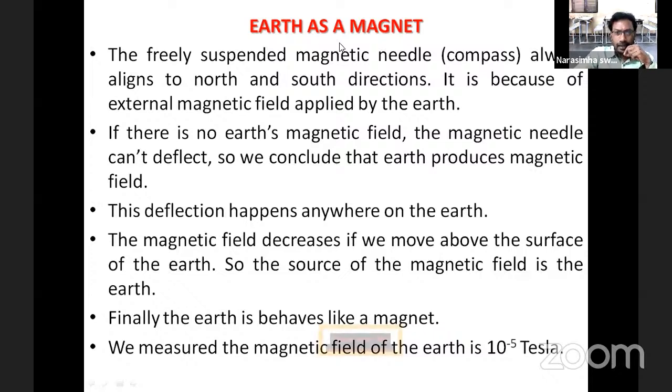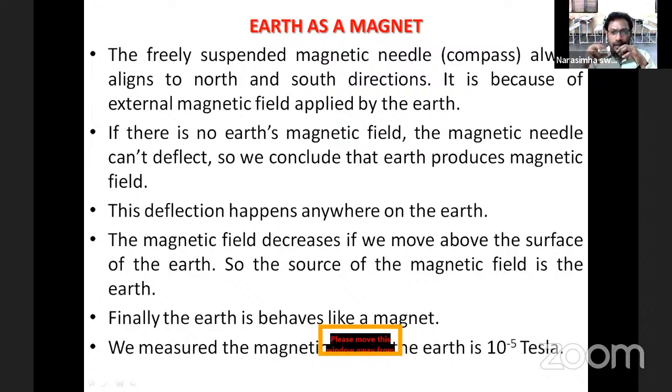See here, what is the title? Earth as a magnet. Now we are going to prove that Earth behaves as a magnet. So how can we say that Earth behaves as a magnet? Here is a small tool that we are using, the magnetic needle, that is the magnetic compass. The compass needle always shows the north and south directions. Imagine if there is no Earth's magnetic field. Imagine we don't know where the magnetism comes from. Okay, so let us take that Earth has no magnetic field.